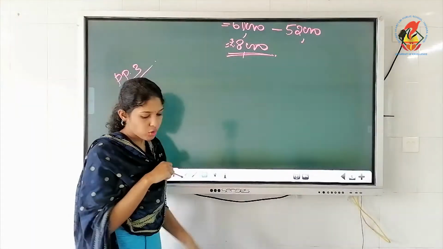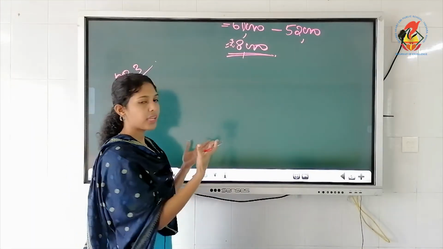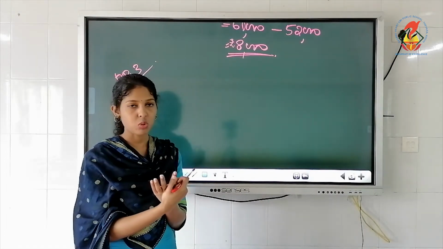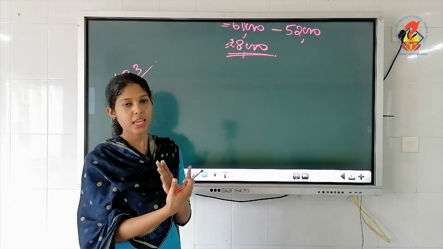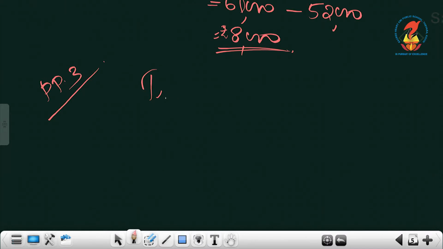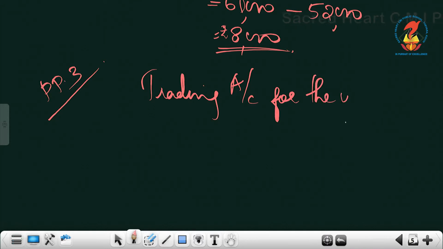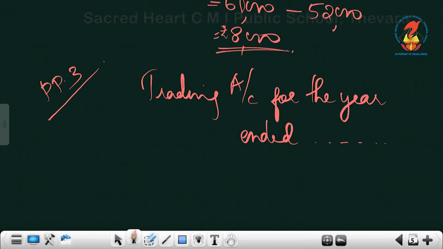Here you have to prepare the trading account. You can't apply the formula and get the gross profit value. They are asking you to prepare trading account, so format must be done. Give the heading first of all. We are just doing the trading account, not trading and profit and loss account. So you write trading account for the year ended. You can write the date given. Date is not specified, so put some dots.